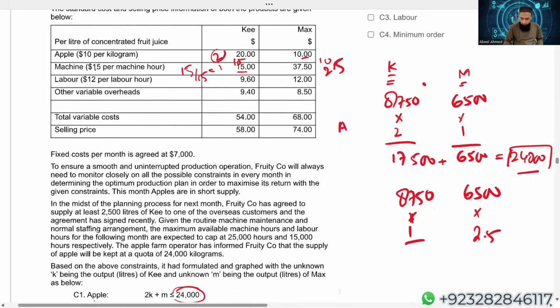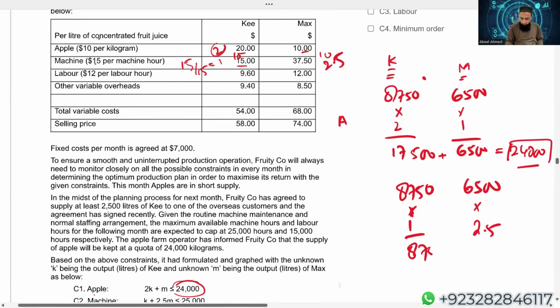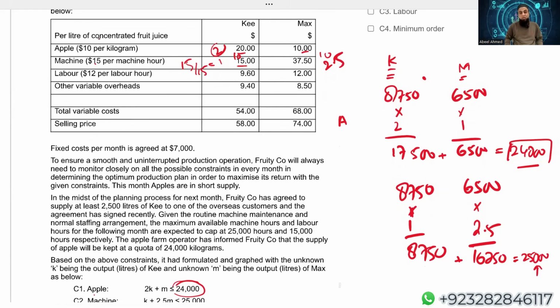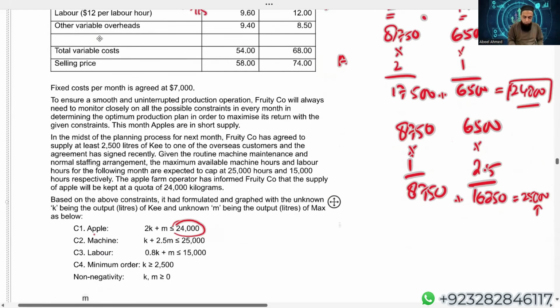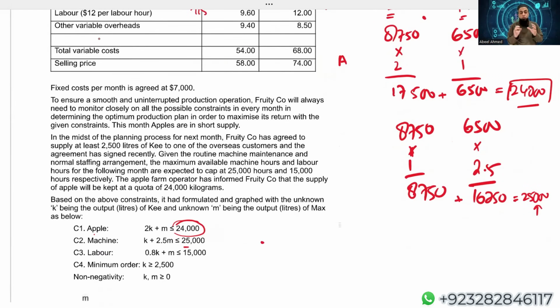Let's see how many machine hours we are using in our production plan. 6,500 multiplied by 2.5, I'm getting 16,250. So the production plan which we have chosen consumes 25,000 machine hours. And we have 25,000 machine hours. Now listen to me. Again, when it comes to machine hours, all the available machine hours, we'll be using in the production mix which we have chosen.